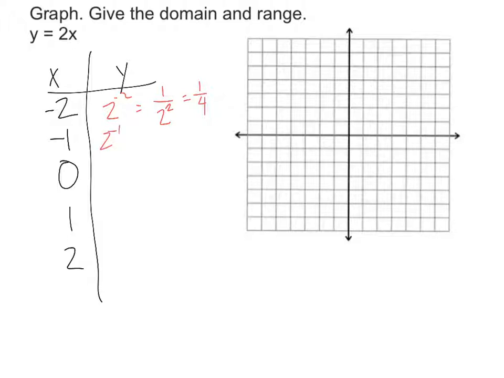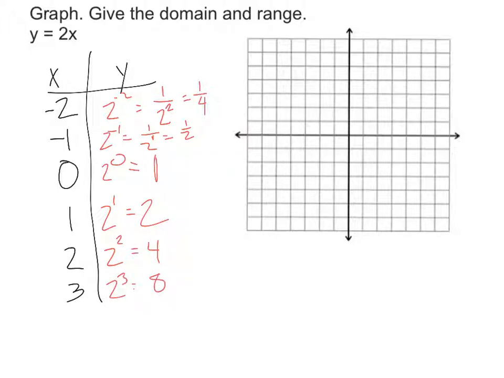If I do 2 to the -1, that's 1 over 2 to the first, and so really that's just 1/2. 2 to the 0 power, anything to the 0 power is 1. The number 1 then, 2 to the first, that's just 2. And 2 squared, that is 4. And if I wanted to go even further, I could do 3, and 2 to the third would be 8.